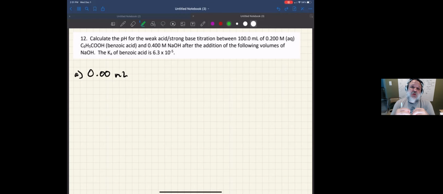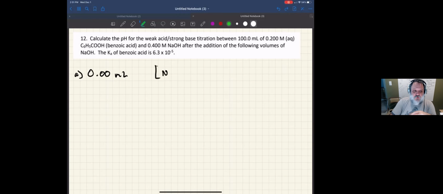And so what makes these questions so challenging is that you have to be able to sort out the chemistry, what's actually in the solution, how much solution there is at any given point, and how those things are interrelated in order to figure out what the pH is going to be. So let's go ahead and get started with the first part. It's part A. It says, I just want to know what the pH of the solution is before we even get started with the titration.